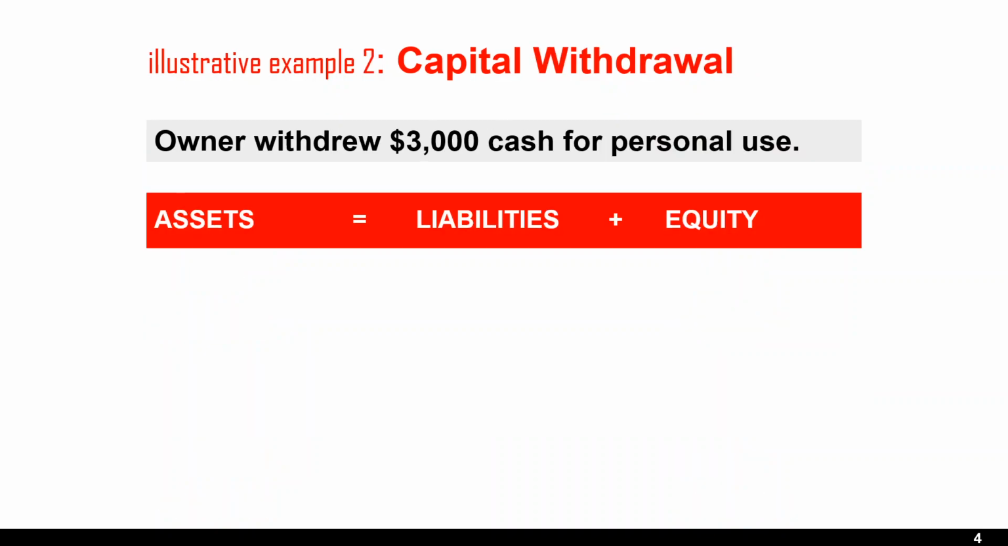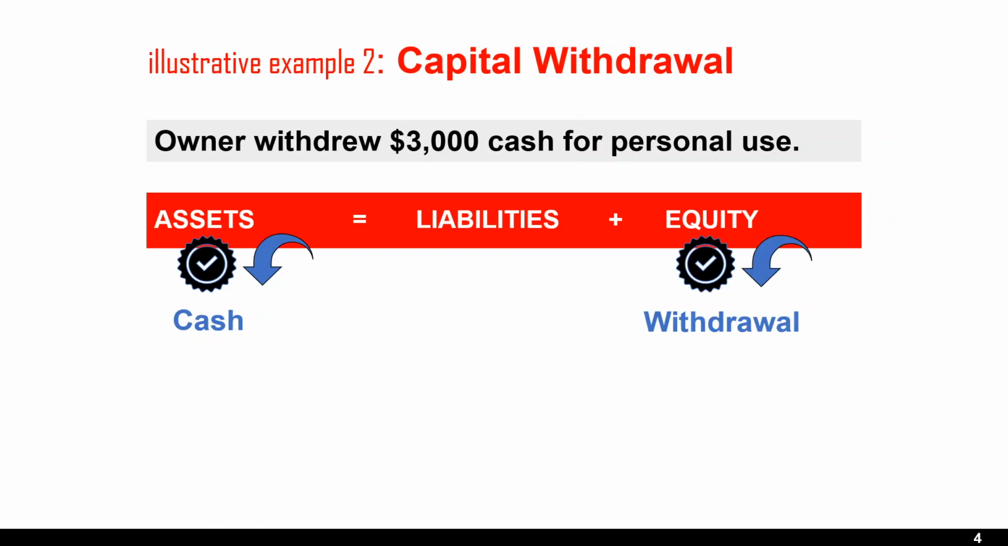In illustrative example 2, we are looking at capital withdrawals. Owners can withdraw cash from the business for personal use. In this example, withdrawing cash from the business will decrease the cash asset. It will also decrease the owner's claim to the business entity.